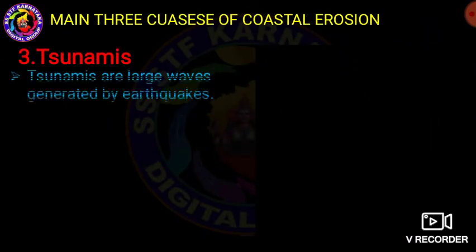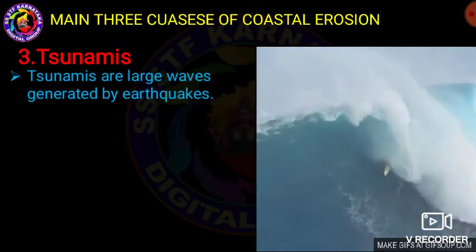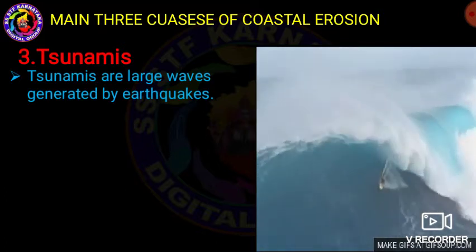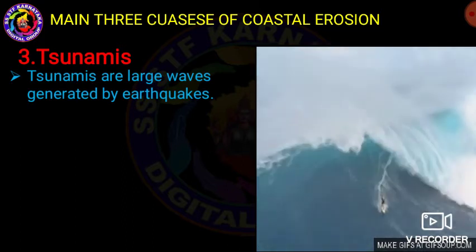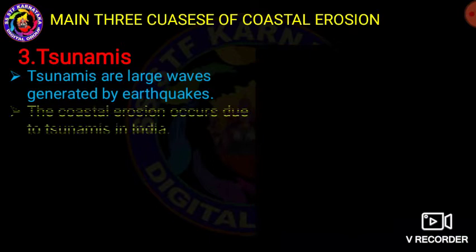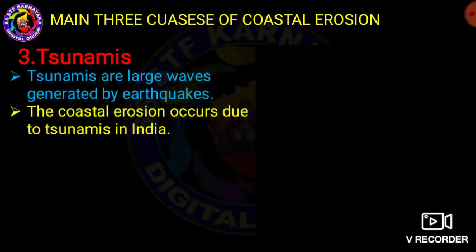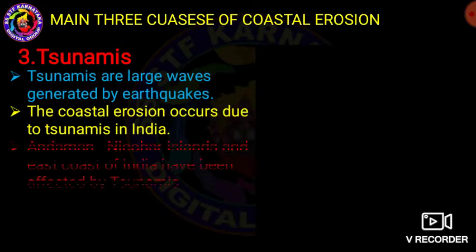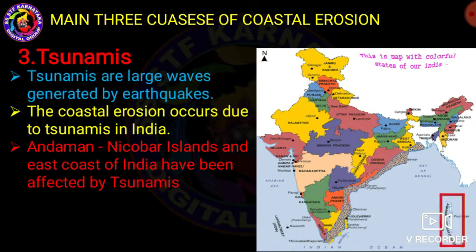Then the third one is tsunami. Tsunamis are large waves generated by earthquakes. Understand? They are large waves generated by earthquakes. Coastal erosion occurs due to tsunami in India. Then the Andaman and Nicobar Islands and the east coast of India have been affected by the tsunami.